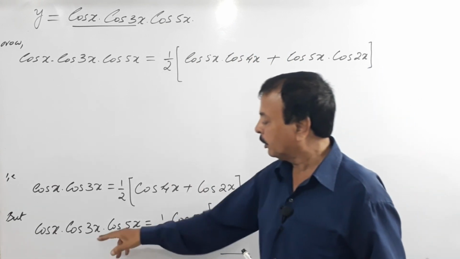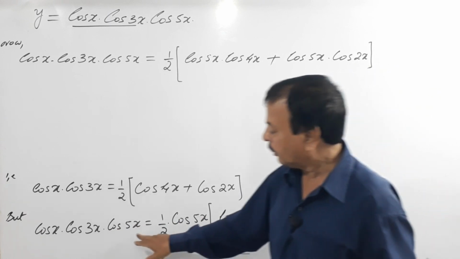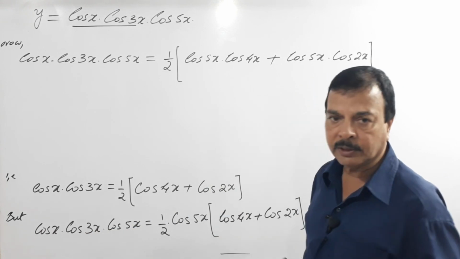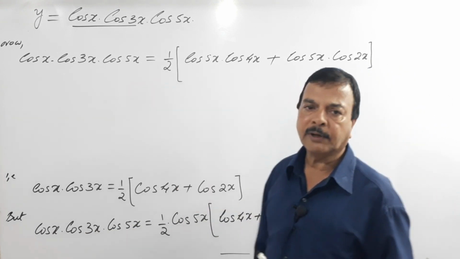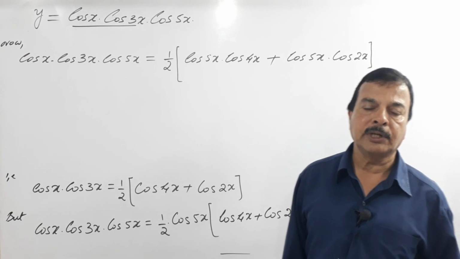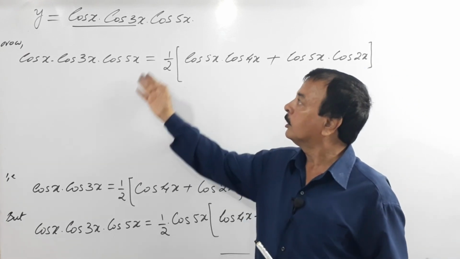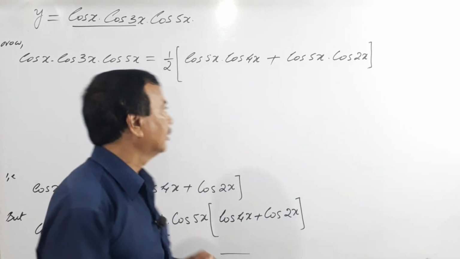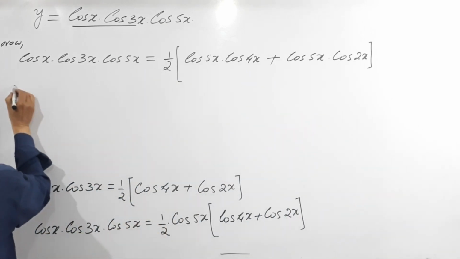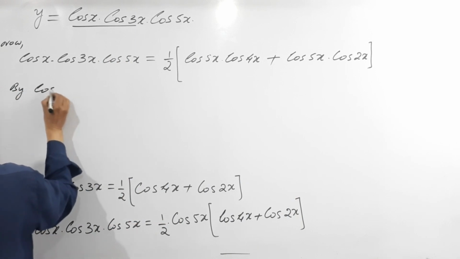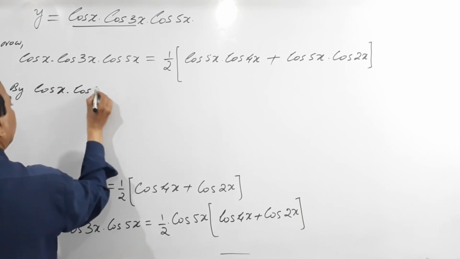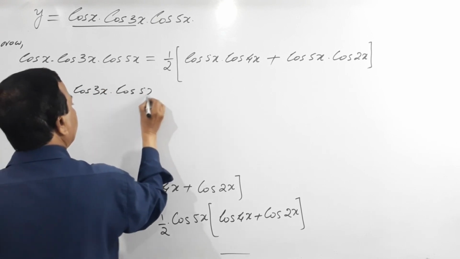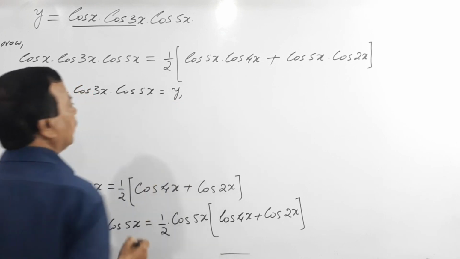What you have to do, multiply both sides by cos 5x and you got whatever you want. So you have got this. But after coming to this level, what is on the left hand side? Cos x into cos 3x into cos 5x. That is nothing but your y. So instead of writing all this, I write y. Cos x into cos 3x into cos 5x equals to y.